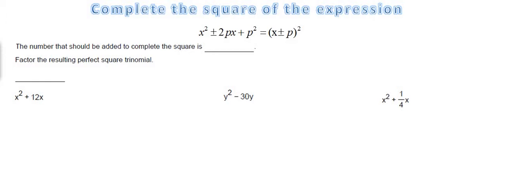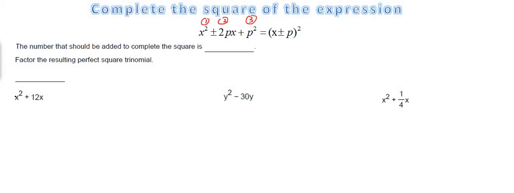In this formula, on the left hand side we have 3 terms. We need to have 3 terms, then we can construct x plus or minus p squared, the complete square. We need these 3 terms to construct the complete square. Now let's take a look.